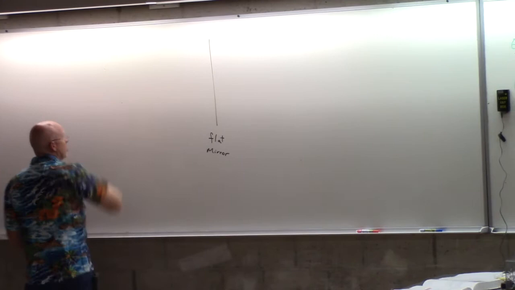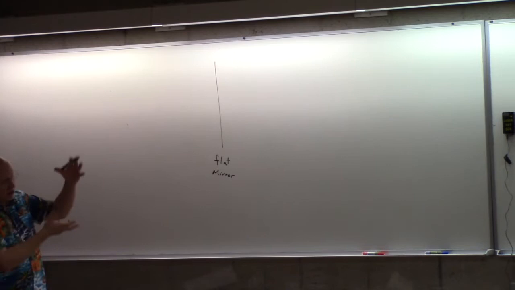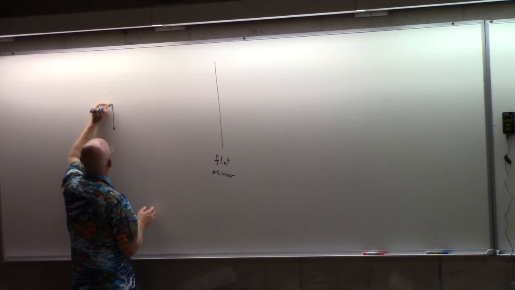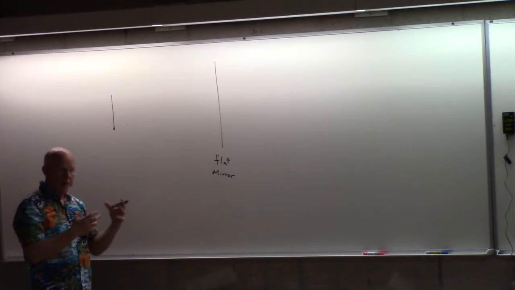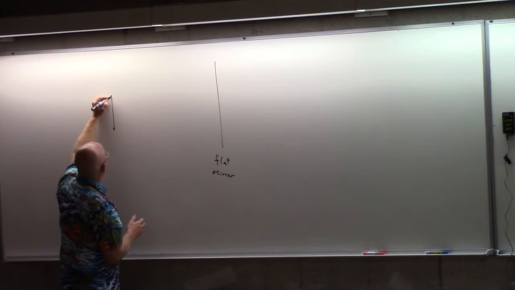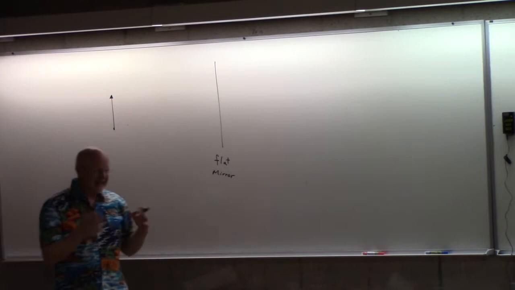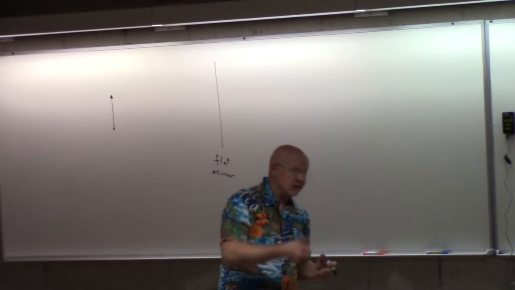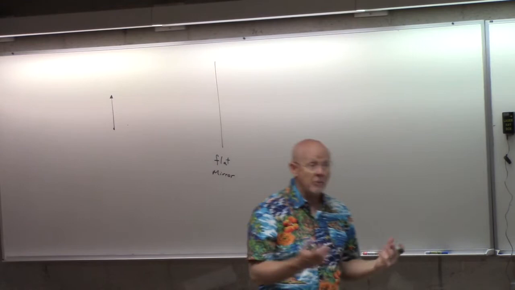All right, so I'm going to come over here and I'm going to draw what we'll call the object. Now, I won't be as fancy and try to draw a human, but I'll just draw something that has a dimension of vertical size, so I can ask, is the image taller? Is the image shorter? Maybe I'll put an arrow pointing up, so I could also ask myself, does the image turn upside down? So not only where is the image, is it taller, is it smaller, is it closer, is it further, where is it positioned, how big is the mirror?